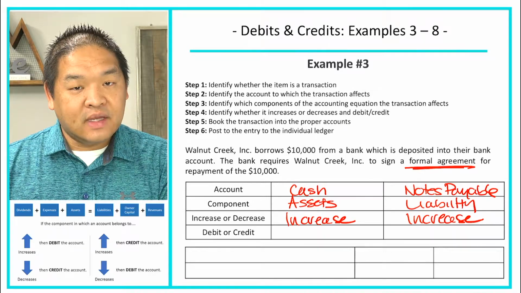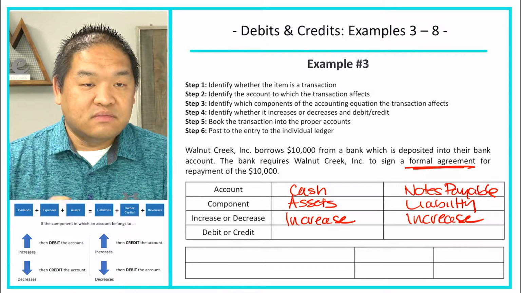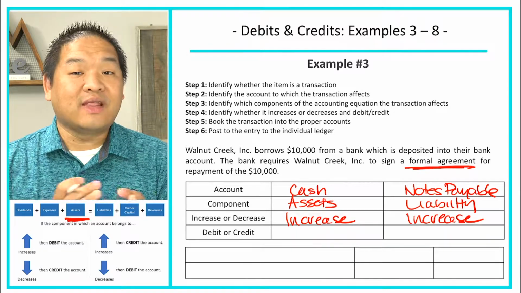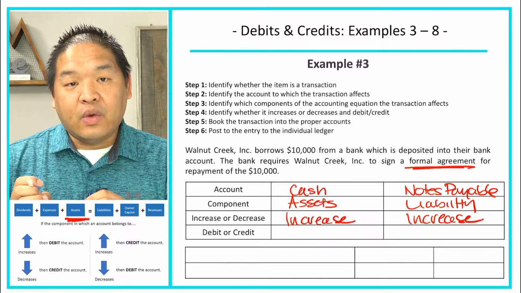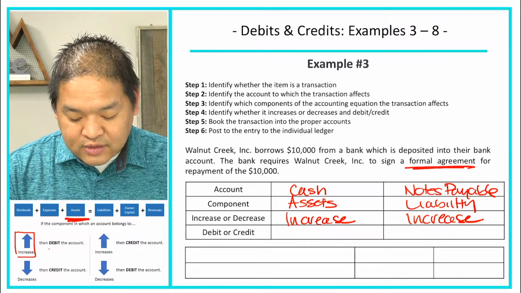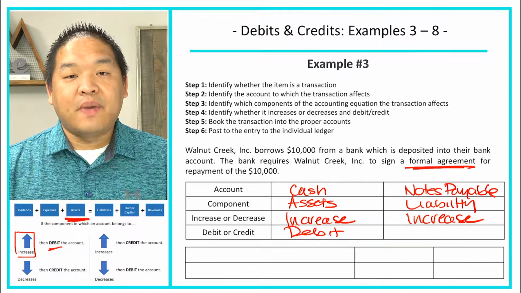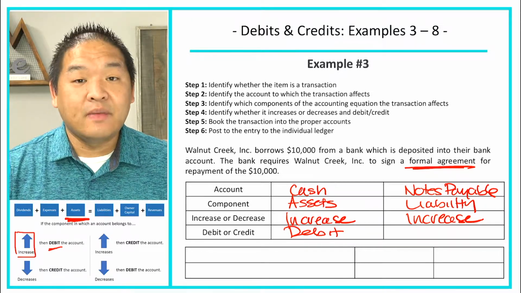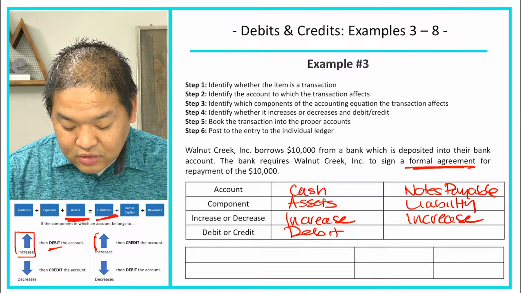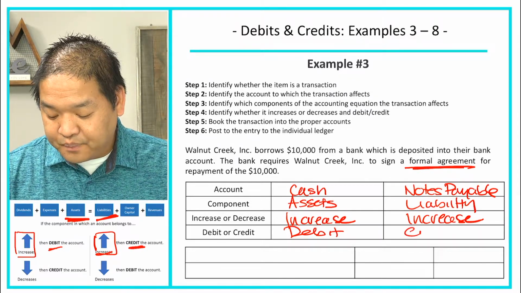So now that we have everything that we need, we can look at our key to help us solve that component there. So cash is an asset. The asset's on the left side of the equation, and we also know that cash is increasing. Therefore, we're going to debit cash. What about notes payable? Well, notes payable is a liability that is also increasing. So liability increasing, notes payable, we're going to credit the account.